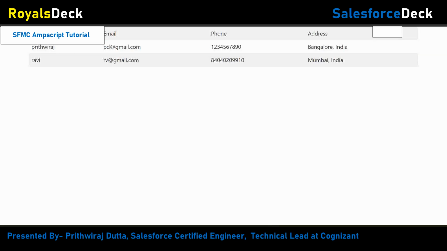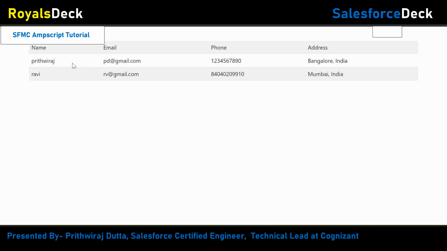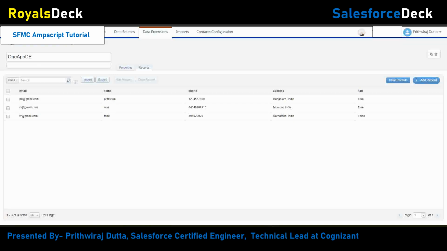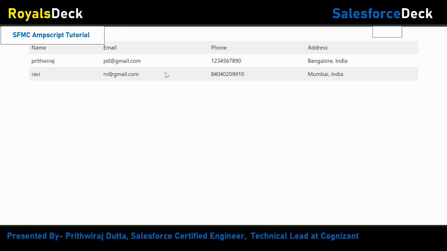So this is how you print the data from your data extension in the cloud page. Hope you like this video and learn something from it.